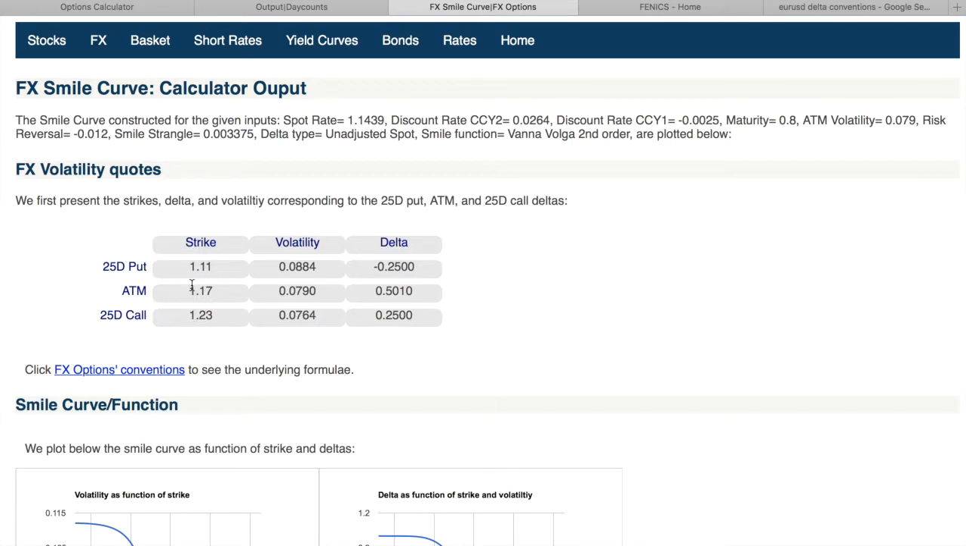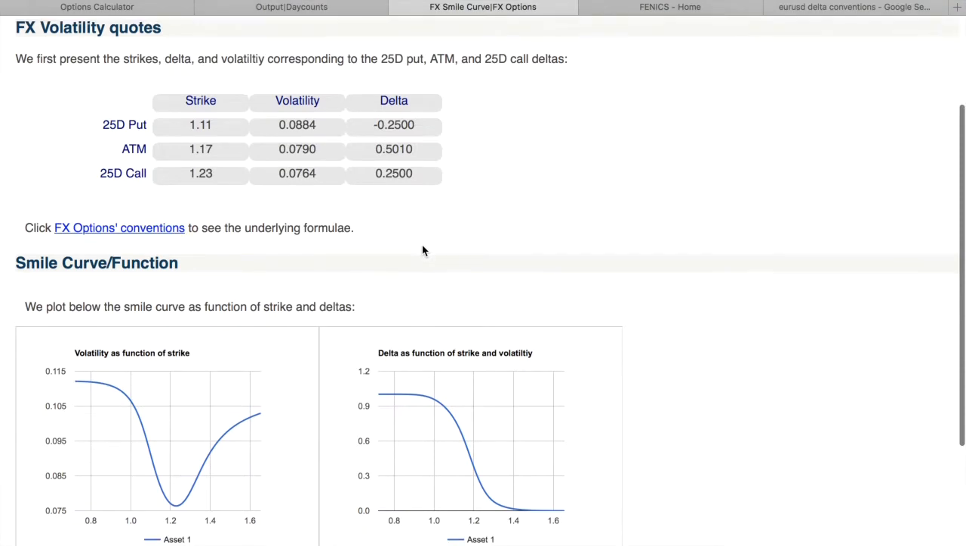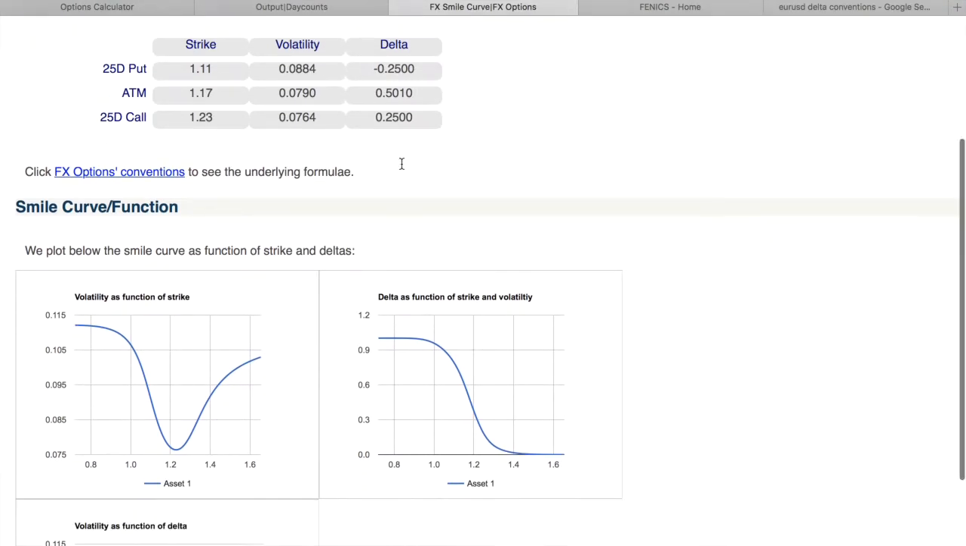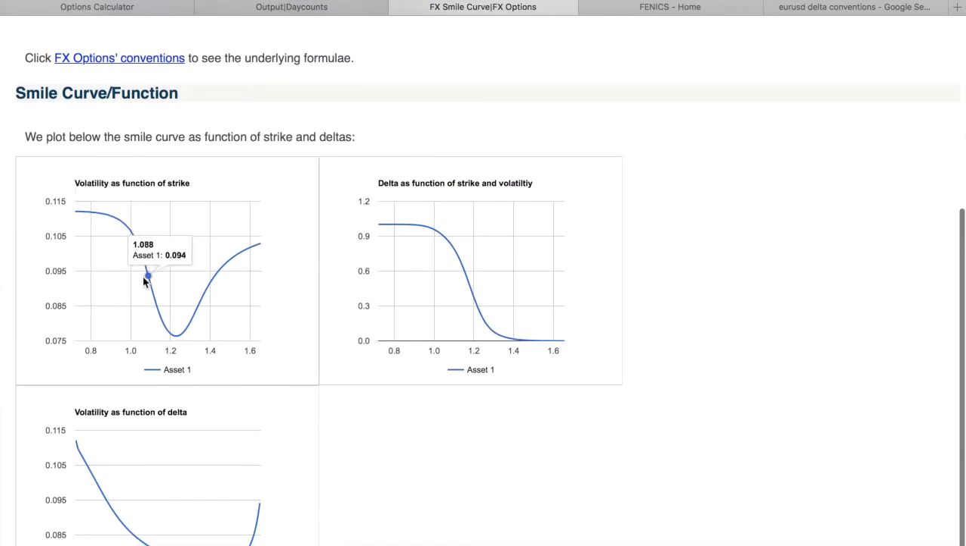Here is the output. The first section shows how the at the money and the 25 delta quotes get translated into strike, volatility, and delta. Essentially, the three quotes give us three pairs of strikes, volatilities, deltas. We can use these to interpolate the smile, volatility as a function of strike, or volatility as a function of delta, which we show in the next section.